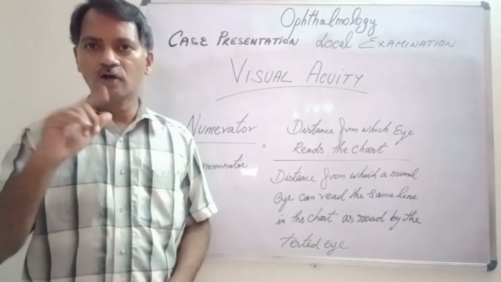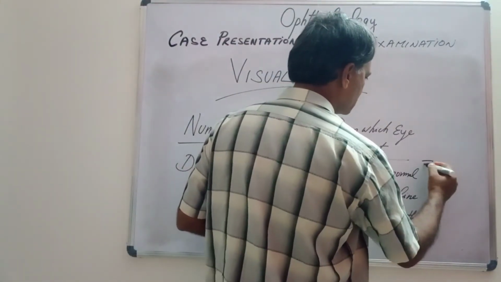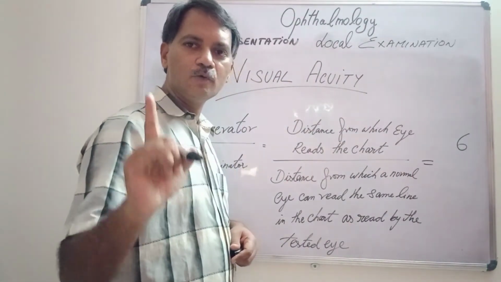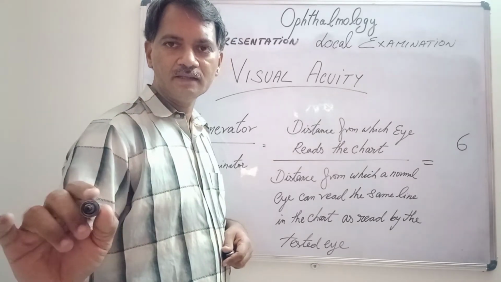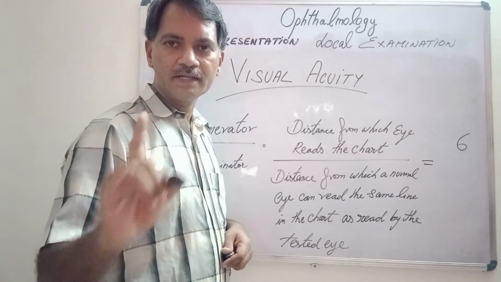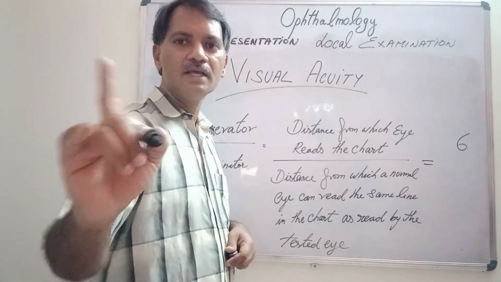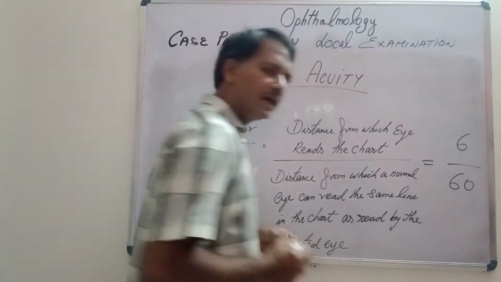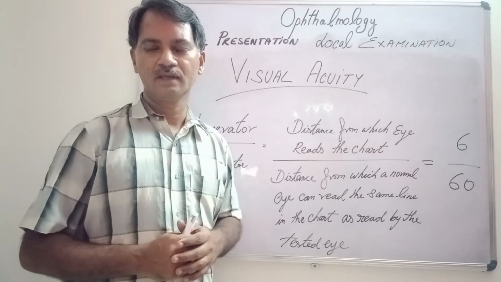So, how to record that? That is recorded as the testing distance is 6 meters. I am able to read only the topmost line. Below that I am not able to read anything. The topmost line or letter should be read by a normal eye from a distance of 60 meters. So, the visual acuity of my right eye will be recorded as 6 by 60.